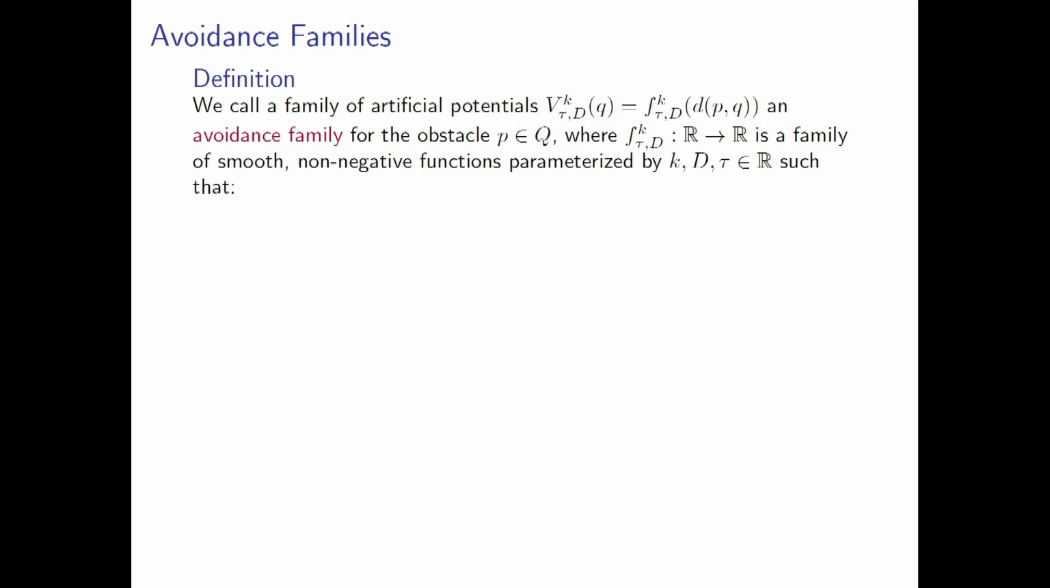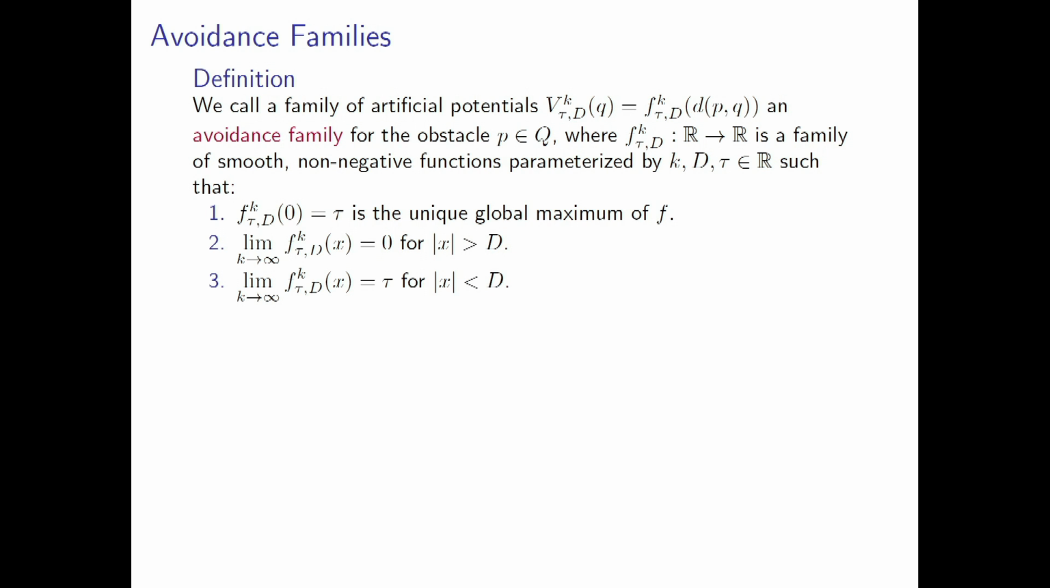For that, we can call a family of artificial potentials parameterized by k, tau, and d, given by a function that depends on the distance between p, the obstacle, and q, the curve, an avoidance family for the obstacle p, where this quantity is a family of smooth non-negative functions that satisfy some conditions. So you can define the potential function as a smooth non-negative function, parameterized by some constants that satisfy some conditions in order to avoid the obstacle, and depends on the distance between p and q.